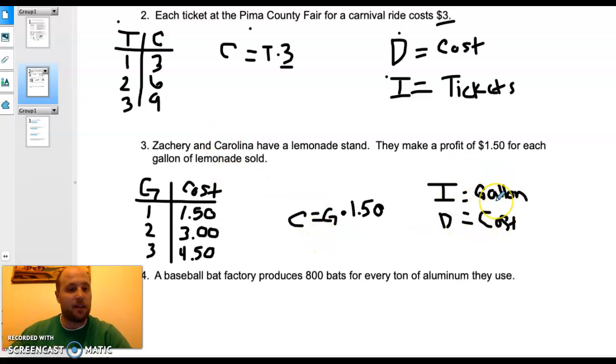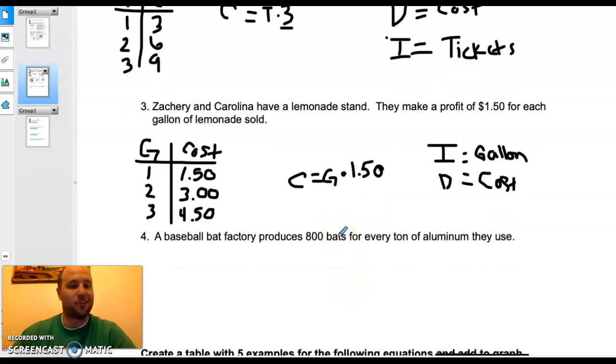Okay? So all 3 things are created by 5. I always start with my independent and dependent. All right, so my cost depends on my gallon. Perfect. All right. What is the cost for 1 gallon? Well, it says it right there. Boom. Create your chart. Figure out your pattern. Our pattern was times $1.50. Boom, and we're good to go.